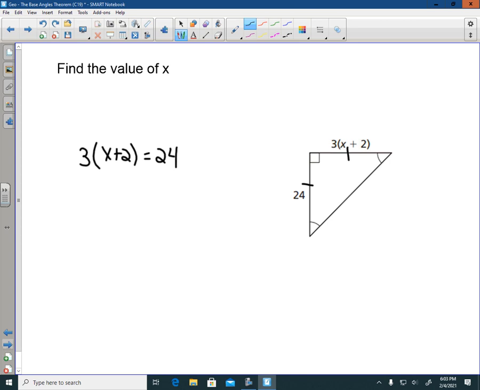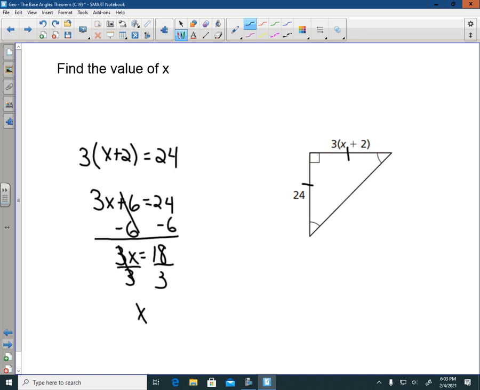And so now we have a solvable equation. And the first thing to do is to distribute that 3. So we have 3x plus 6 equals 24. And then subtracting 6 from both sides gives us 3x equals 18. Dividing both sides by 3 gives us x equals 3, and we're done.